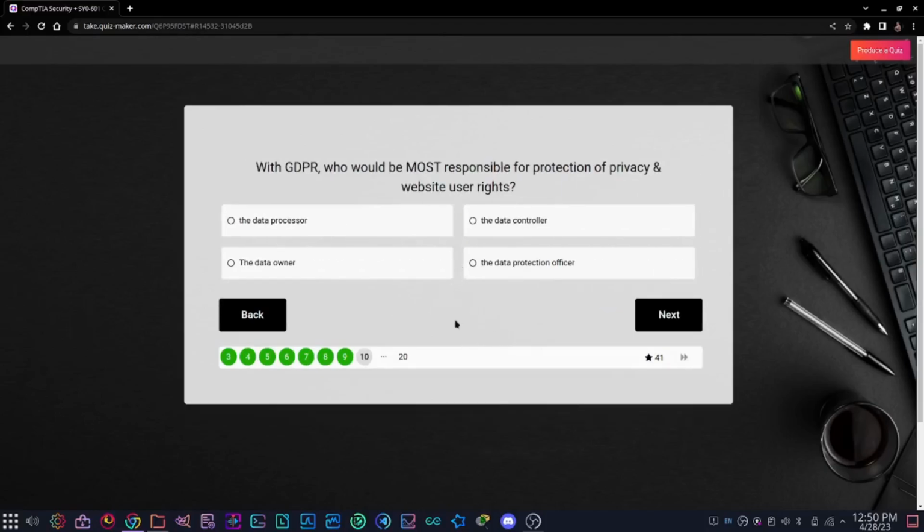Now, question 10. With GDPR, who would be the most responsible for protection and privacy of website user rights? So we have the data processor, the data controller, the data owner, and the data protection officer. Now, the best answer for this one, saying who would be the most responsible for the protection of privacy and website user rights, would be the data owner, because the data owner is the most responsible.